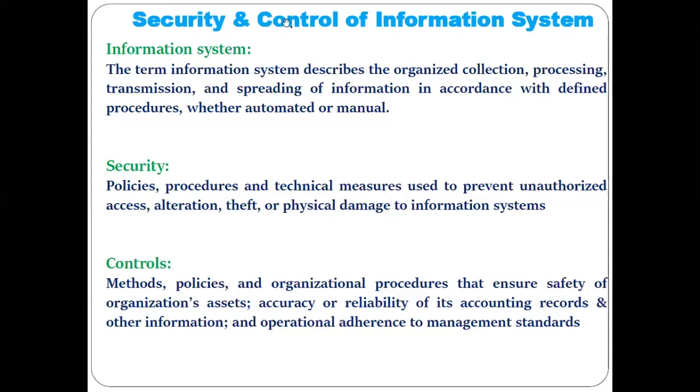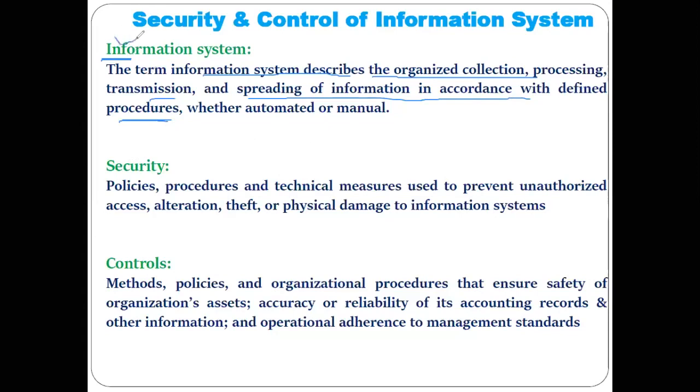Okay, so all of us already know what exactly is meant by the information system. Number of times we have discussed. The term information system is nothing but the system which describes the organized collection, processing, distribution or transmission, spreading of information according with some rules or procedures. Now our today's point of discussion is about the security and control in case of the information system. What do you mean by the security of information system?